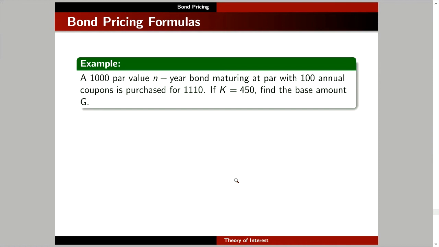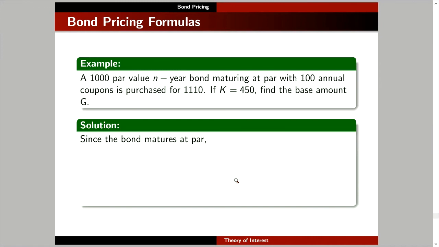A 1,000 par value N-year bond maturing at par with 100 annual coupons is purchased for 1,110. K is equal to 450. What is K? That is the present value of the redemption value. Let's list down some givens here. Since the bond matures at par, ang ibig sabihin nun, your redemption value, the C, is equal to F. And what is F? F is equal to 1,000. What else? Your K, which is equal to C V raised to N, is equal to 450. So, here we can compute for V to the N.